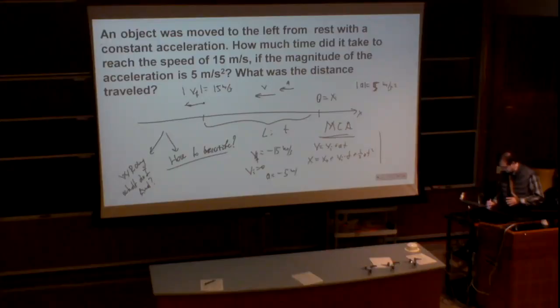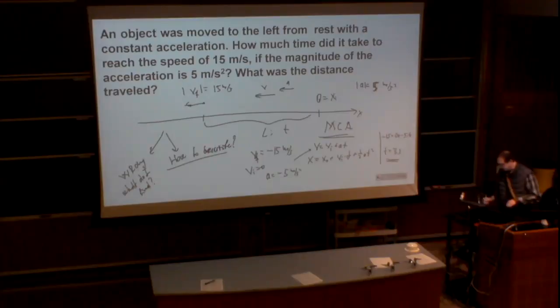Well, that's already sufficient because we can now use the velocity equation. If we can use an equation, we have to use that equation. And using means plugging numbers into that equation. So negative 15 equals 0 plus negative 5 times time. And then solving that equation, time equals 3 seconds. And we're not asked for anything else.